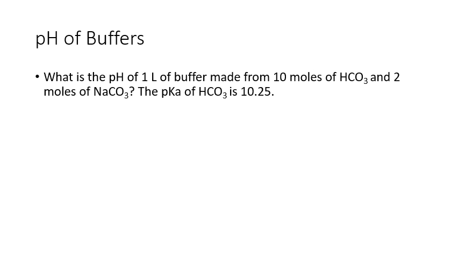So this is just a practice calculation. So again, we have a buffer, and this buffer is made of two different things. It has 10 moles of HCO3 and 2 moles of NaCO3. So we have an acid. The acid that we're working with is HCO3, and that's the acid form. And then the A form, so this is HA. And then there's an A form, which is just CO3. And then that would be this one over here, the NaCO3.